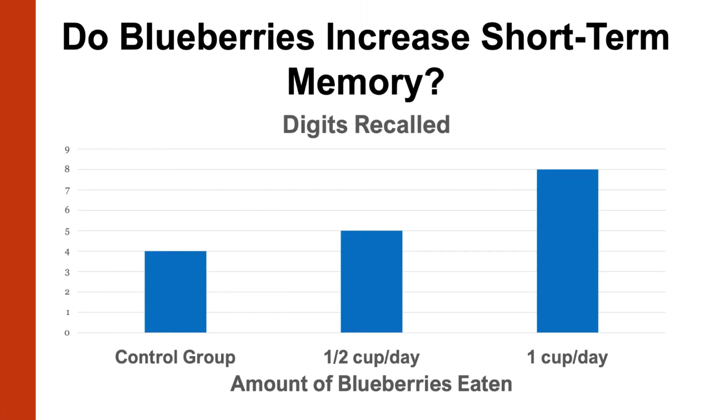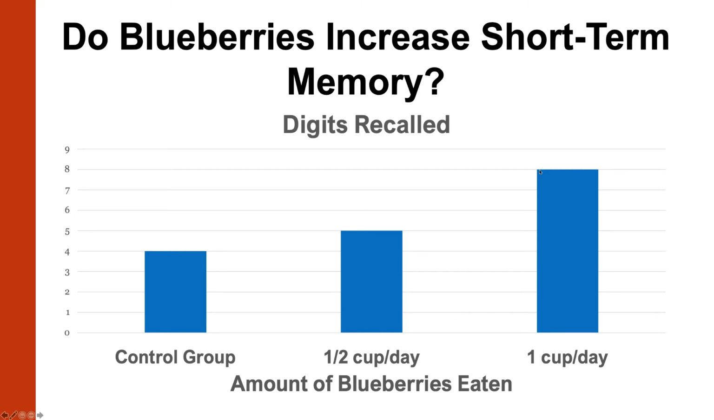So I've gone ahead and plotted the data here. What this data is demonstrating is the average number of digits recalled for each of the 3 experimental groups. The first one is the control group that consumed no blueberries. You can see that they, on average, remembered 4 digits in the digit span test. The second group is the group that had half a cup a day, and you can see that on average they recalled roughly 5 digits in the short-term memory test. The group that showed the best short-term memory is the 1 cup a day blueberry group, and you can see that they recalled on average 8 digits.